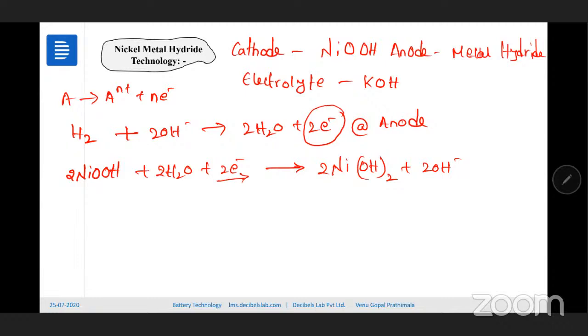So if you look at over here, two nickels were there on the left-hand side and 2 nickels were there on the right-hand side. Look at the oxygens, 2 over here and 2 over here. So total of 4 oxygens. So here also 2 hydroxides, OH. So 2 oxygens. Coming to hydrogens, 2 over here and 4, 6. Total of 6 hydrogens coming here.